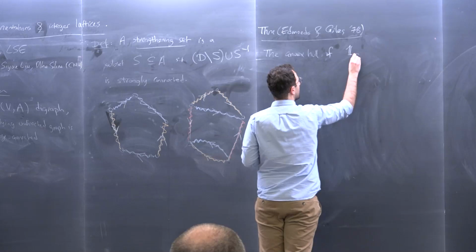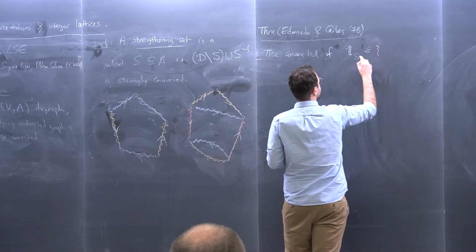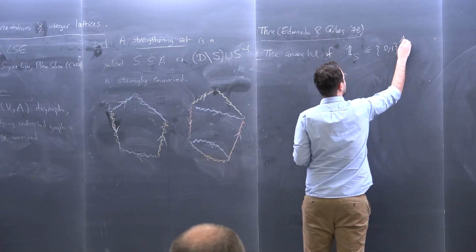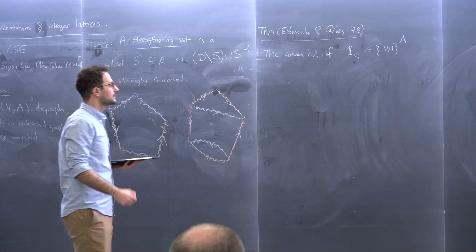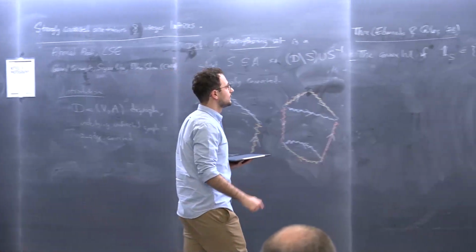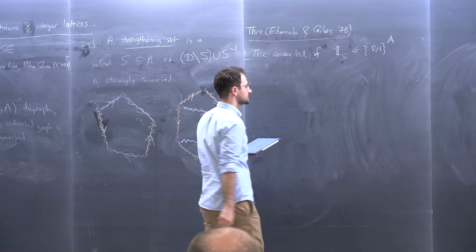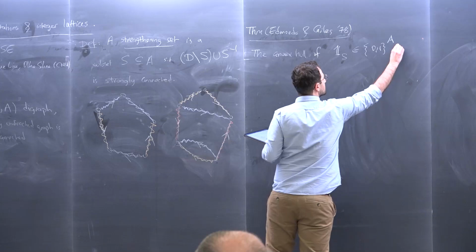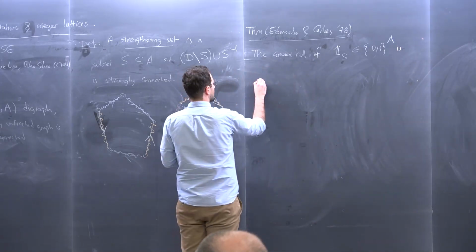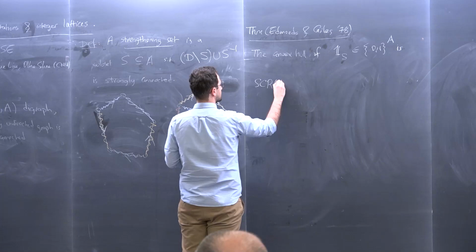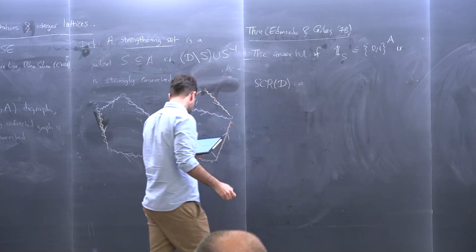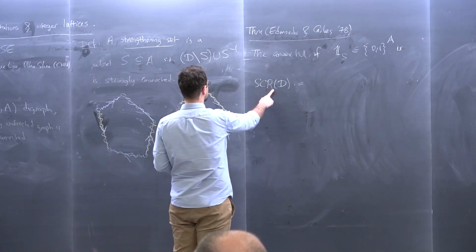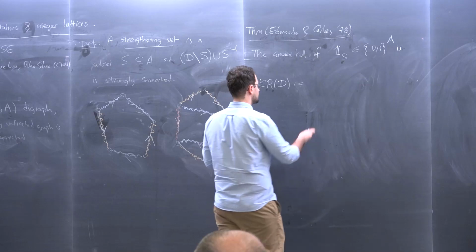I'll denote that by 1 subscript S. This is a 0,1 vector indexed in dimension A. You have a 1 whenever you're using that arc, otherwise you put a 0. So we know exactly what this convex hull is. So let me call this SCR of D, for strongly connected reorientations of D.